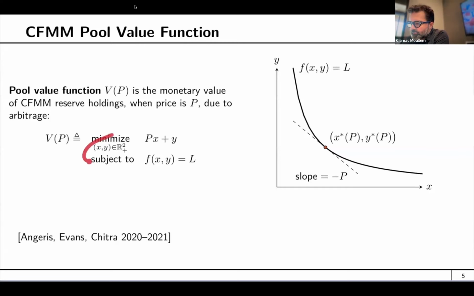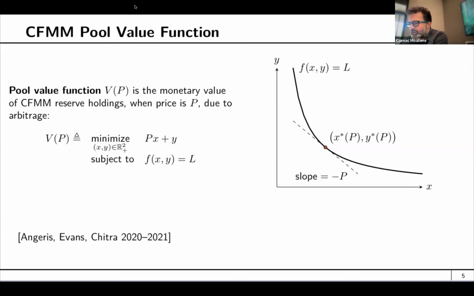We're optimizing over sets of reserves. We require the sets of reserves to be feasible in the sense that the invariant is satisfied. So we're going to restrict ourselves to be points on that line. And what we're going to do in the objective is seek to minimize the value of that point, assuming that the price of the risky asset X is P, and of course Y is the cash asset, so its price is always 1.